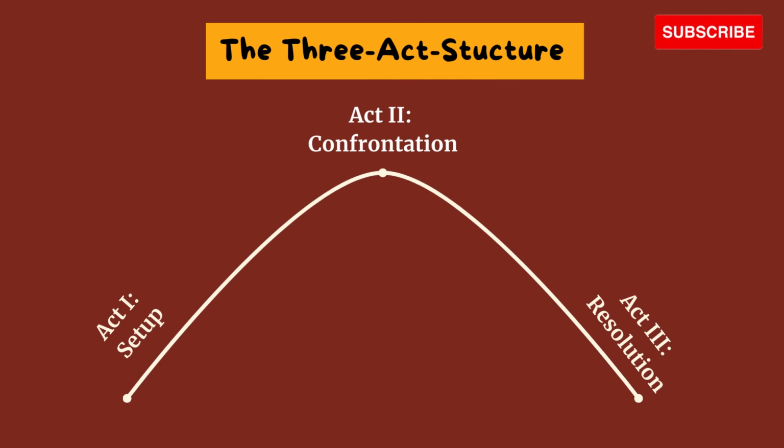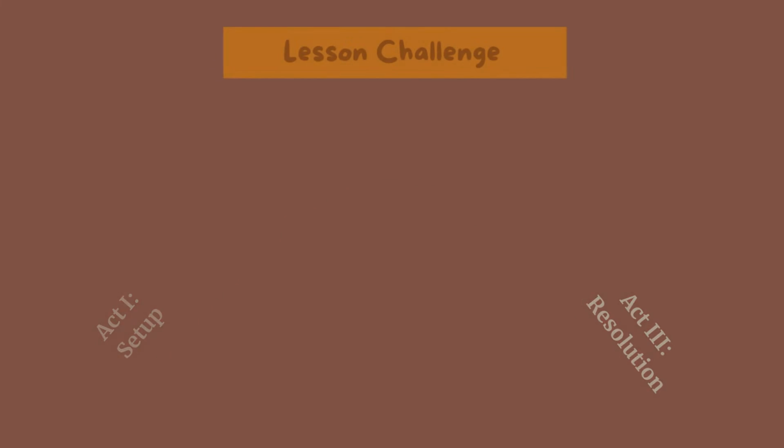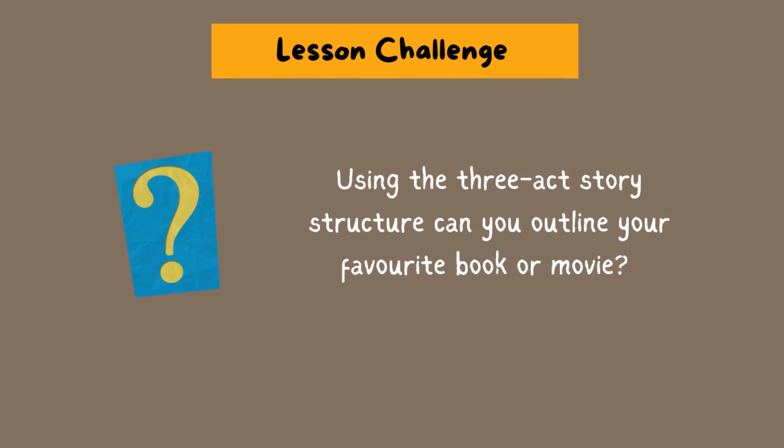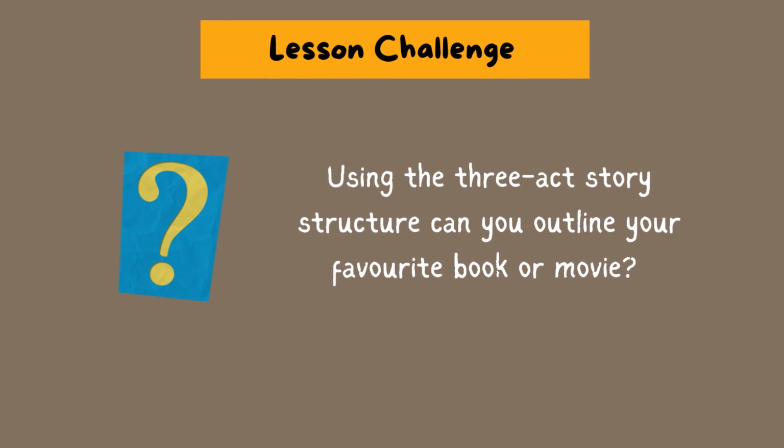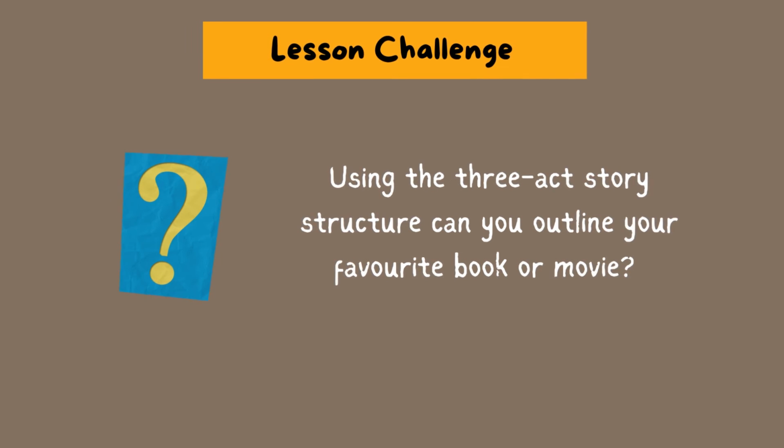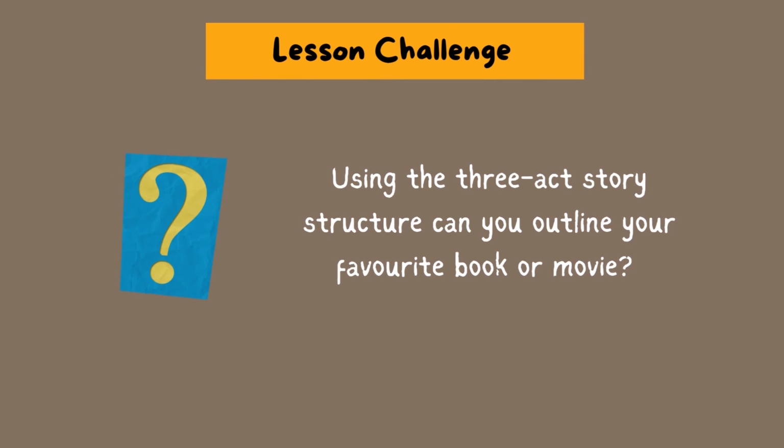Now that you've learned about the 3-act story structure, it's time to put your knowledge to the test. Using the 3-act story structure, can you outline your favorite book or movie? You can use a book like The Hunger Games by Suzanne Collins or The Fault in Our Stars by John Green.